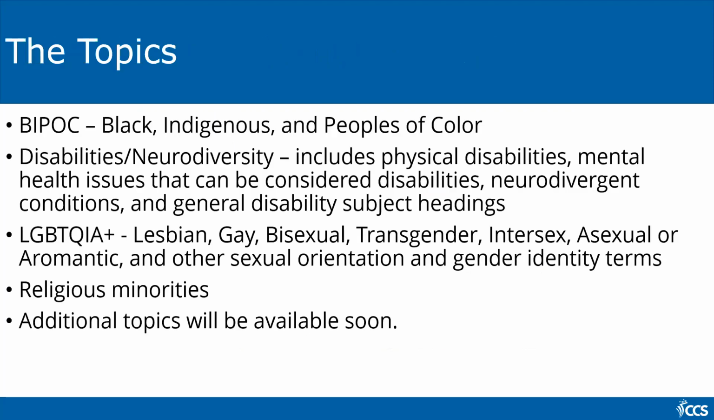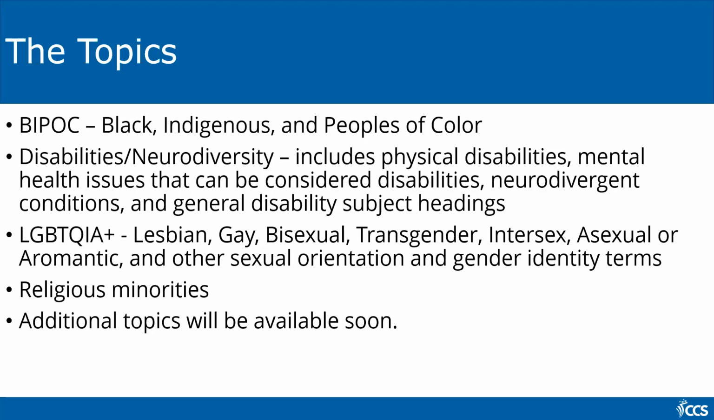So to start you off, we have included 4 topics that are typically audited during a diversity audit. BIPOC subject headings include the headings for the ethnicities and nationalities of ethnic minorities. BIPOC stands for Black, Indigenous, and Peoples of Color. Disabilities or neurodiversity analyzes subject headings for physical disabilities, mental health issues that can be considered disabilities, neurodivergent conditions, and general disability topics.